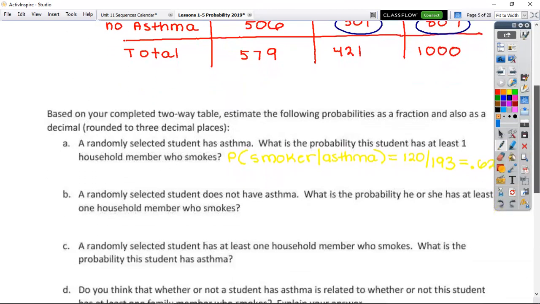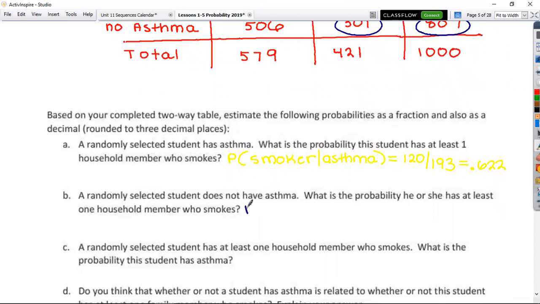So I'm going to write out my probability statement again. So probability of a smoker given no asthma this time. And you can abbreviate things too. And this was equal to, what was that number? 301. 301 divided by 807. So I'll have to scroll that on you. And that comes back as 0.373.